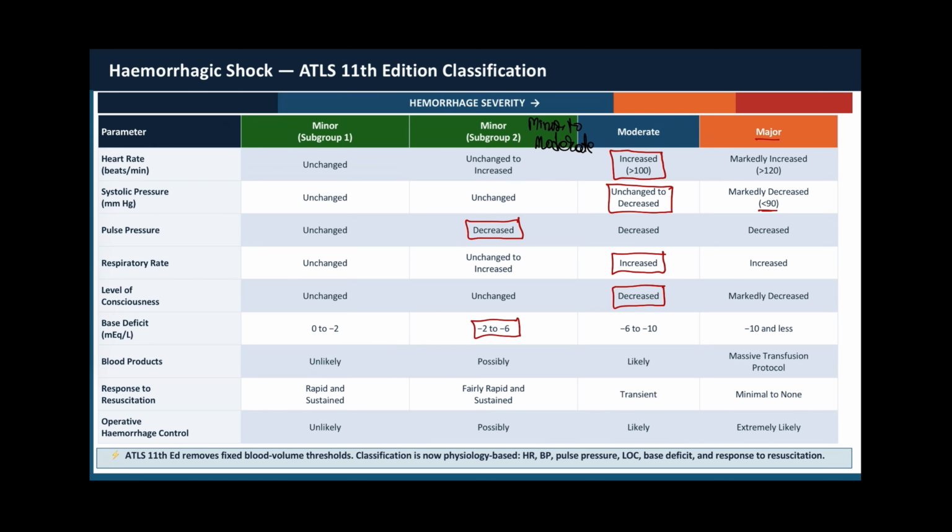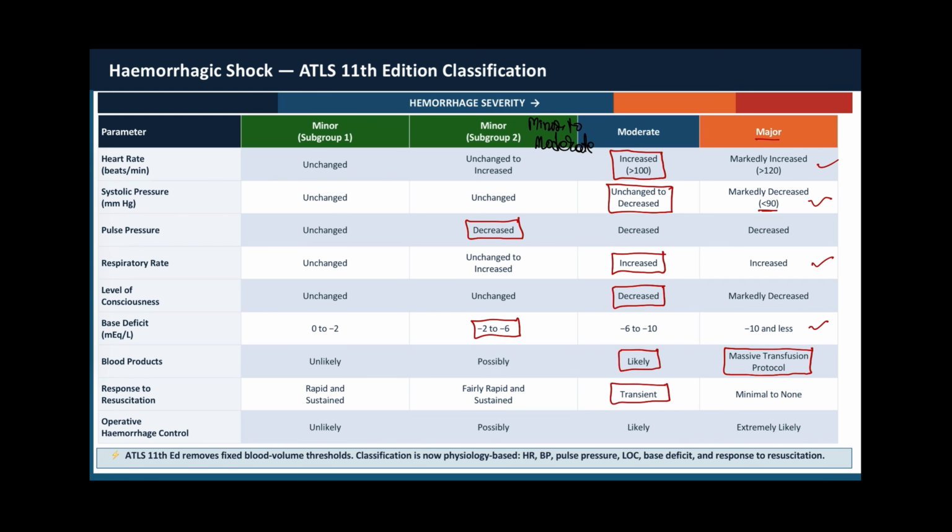Okay, blood products are unlikely to be used in the minor one, but more likely to be used in the moderate group. And massive transfusion protocol is the one that we initiate during the major. Response to resuscitation would be rapid and sustained in case of the minor group, but only transient in case of the moderate hemorrhagic severity.